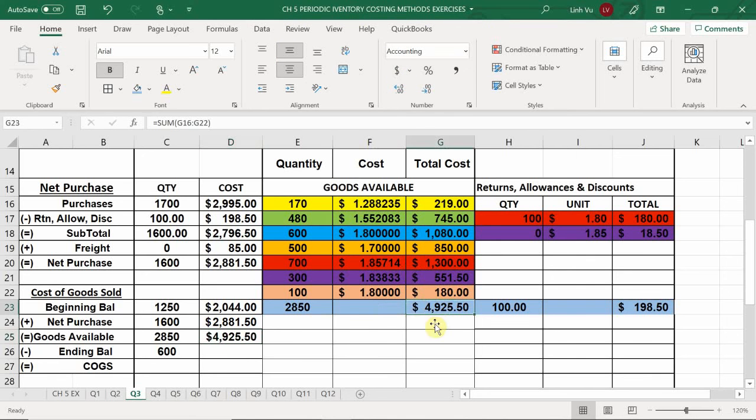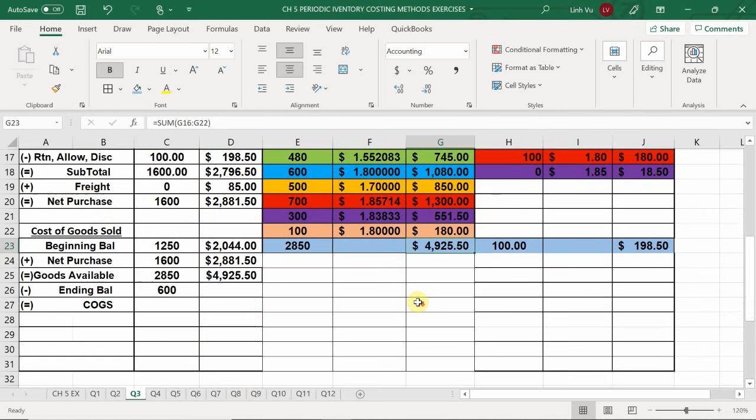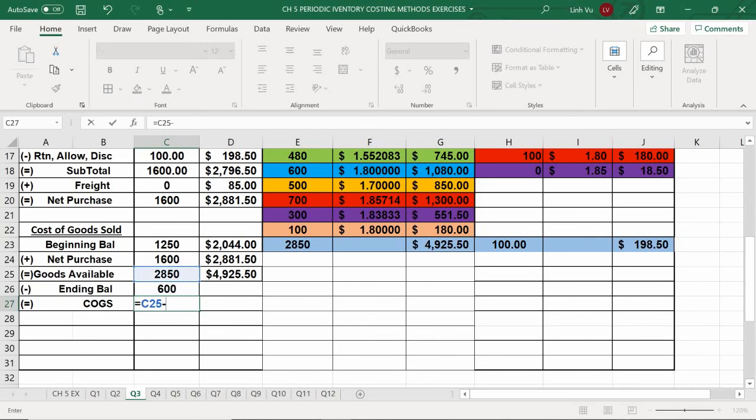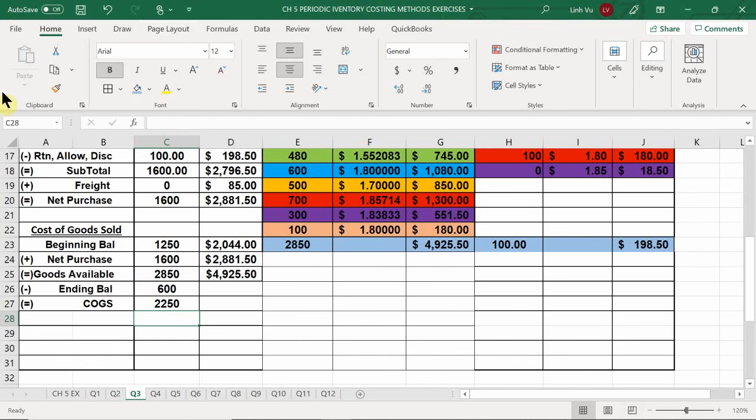$4,926, which is right here in 2,850, which is my total goods available that I solved here in this table right here. Okay. So then, of course, if I'm given that I have 600 units left in my inventory, I have to assume that I must have sold a grand total of 2,250. Right? So then let's go ahead and solve for my cost of goods sold.